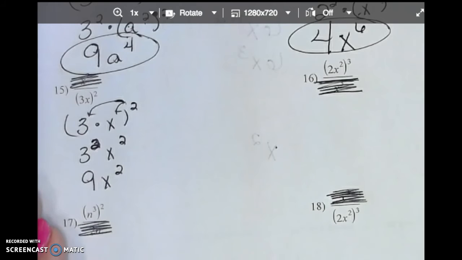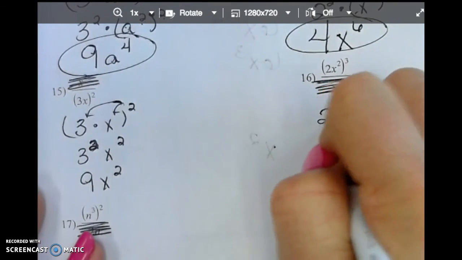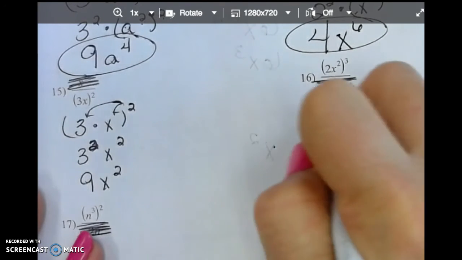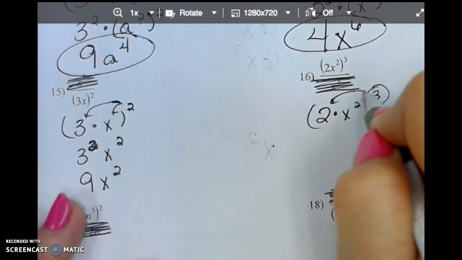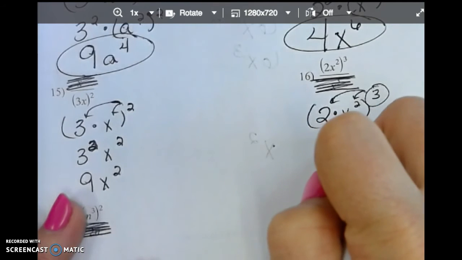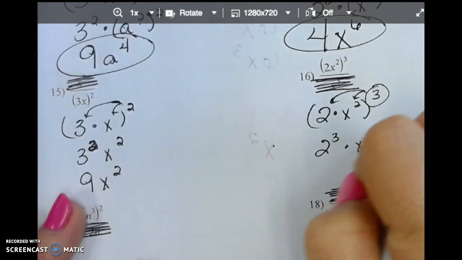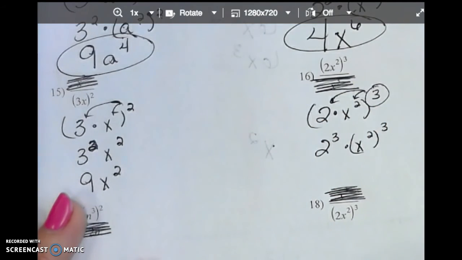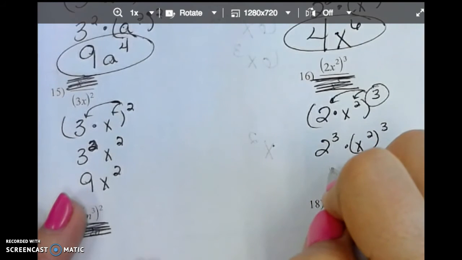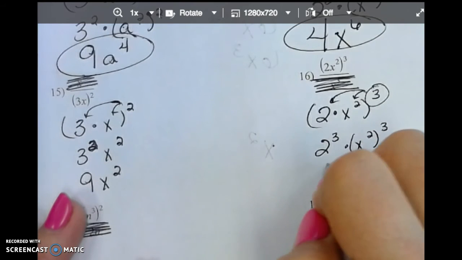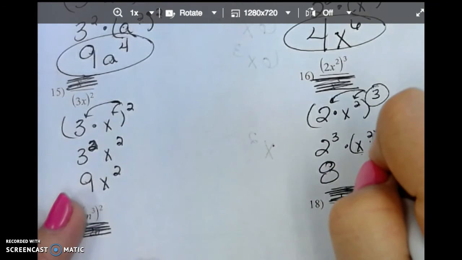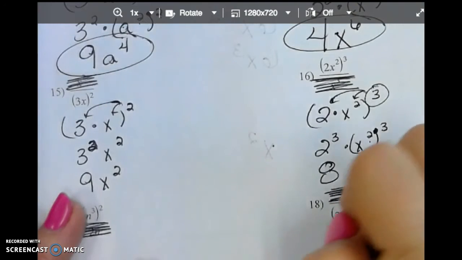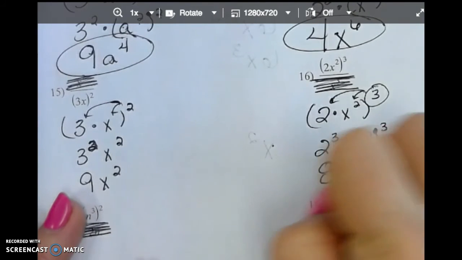2x squared cubed, separate those bases, 2 times x squared cubed. We have to distribute the cube. So we have 2 cubed and x squared cubed. 2 cubed is 2 times 2 times 2, which is 8. And x squared cubed is x to the 2 times 3, which is x to the 6th.